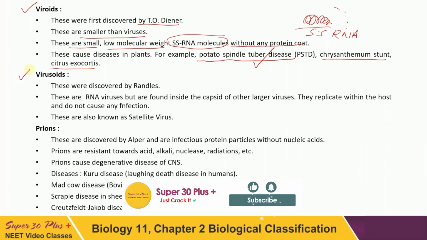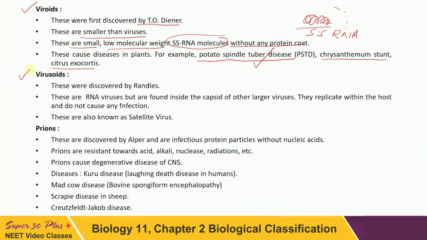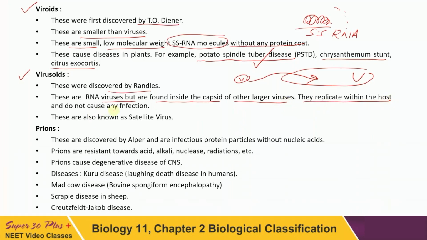The second subviral agent is the virusoid, discovered by Randall. What is there in this? This is a large-sized virus. This is the small-sized virus. It gets inside this other virus. RNA viruses are found inside the capsid of other large viruses. They replicate within the host and they do not cause any infection. They are not disease-causing ones, also known as satellite viruses.